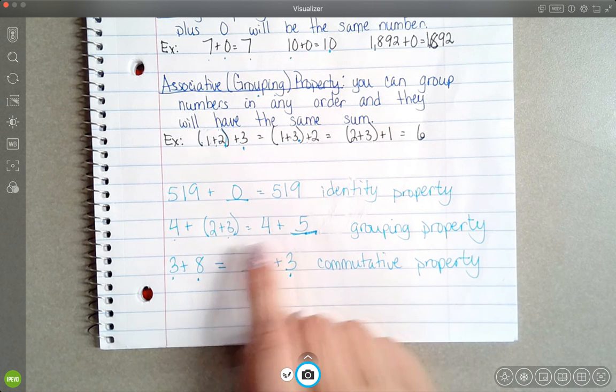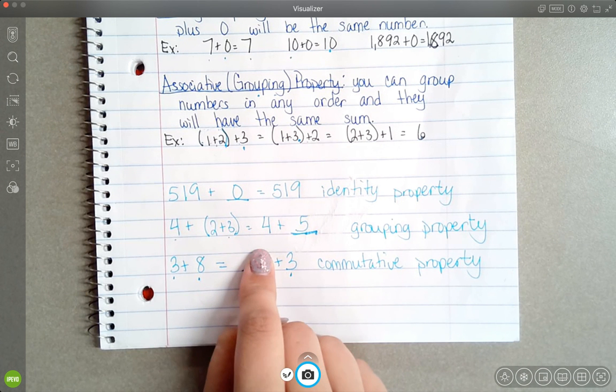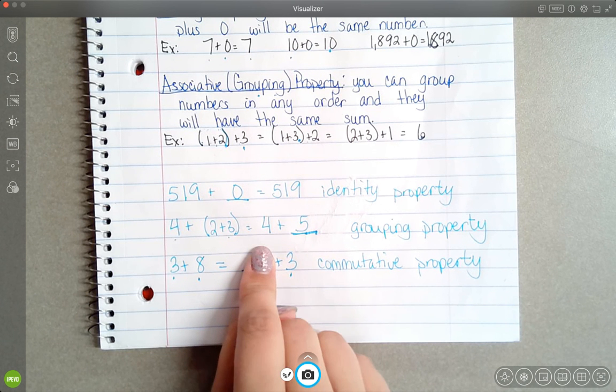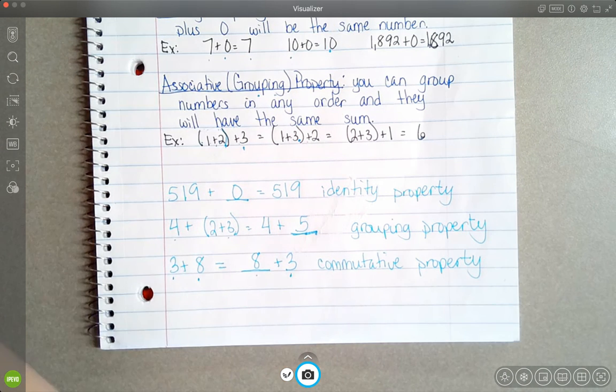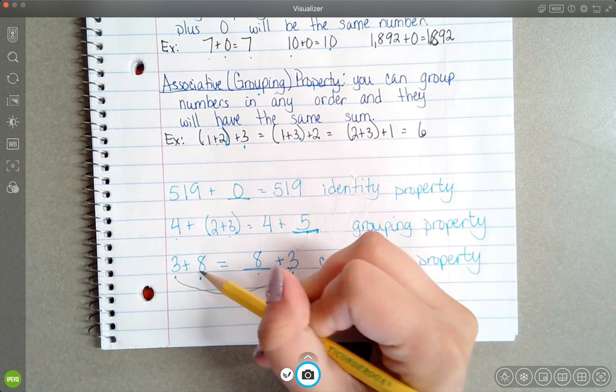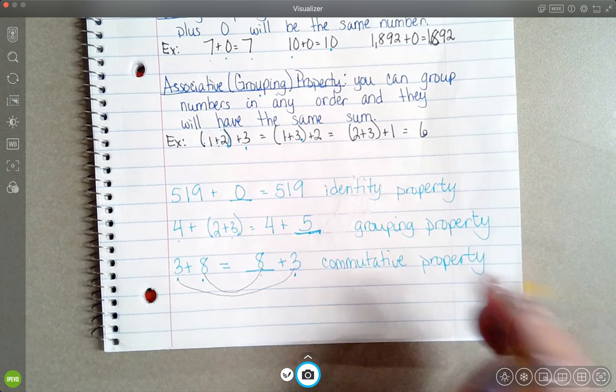It's the same. 3 plus 8 equals a number plus 3, the commutative property. 3 plus 8, I know the answer is 11, but if I put 11 here, 11 plus 3 would be 14. It wouldn't be balanced. They wouldn't be the same. I need to have the same. So since I have a 3 here and a 3 here, and 8 here, I needed an 8 right here. So they would be the same.